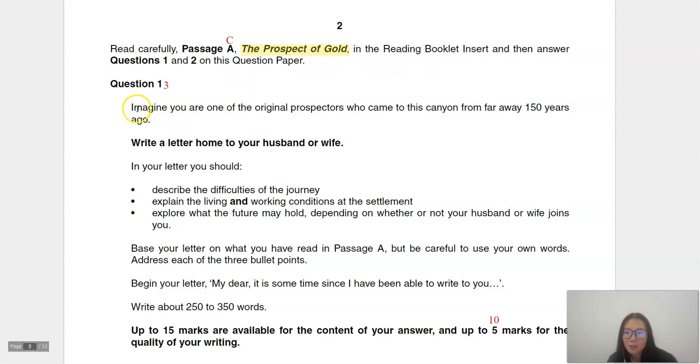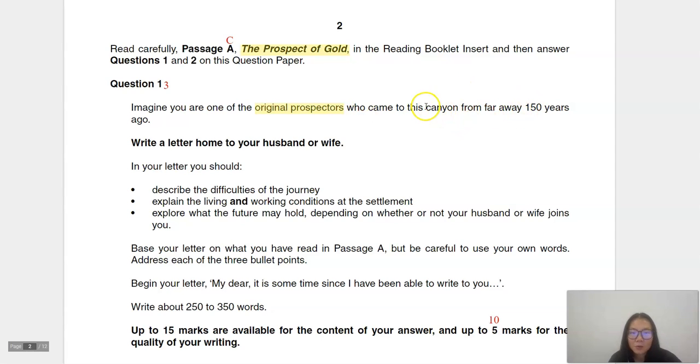The question is, imagine you are one of the original prospectors who came to this canyon from far away 150 years ago. So this is interesting. Why? It's because they ask you to imagine. So you get to role play here a little bit. You need to imagine that you are, so the role has been given to you. You are one of the original prospectors. So of course you will need to know that a prospector is someone who prospects, and in most cases gold, right? So just looking at the question without reading the passage, you would know, or at least start guessing, that you are a prospector during the gold rush era.